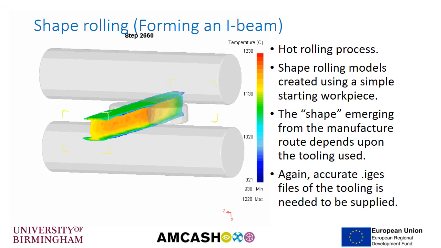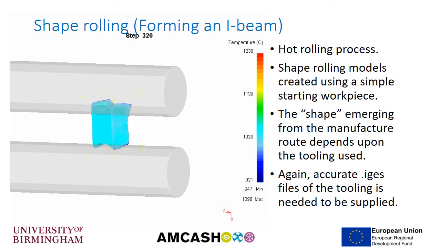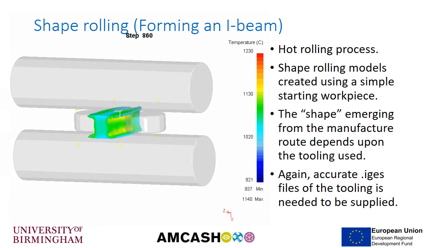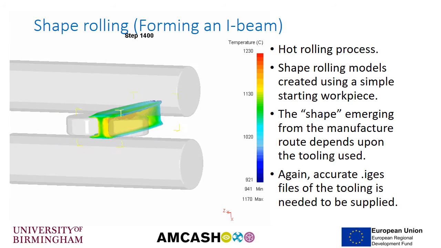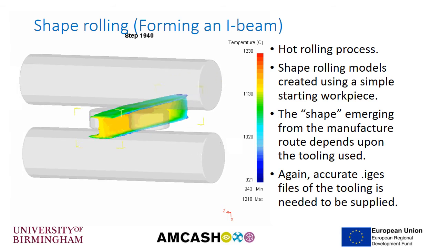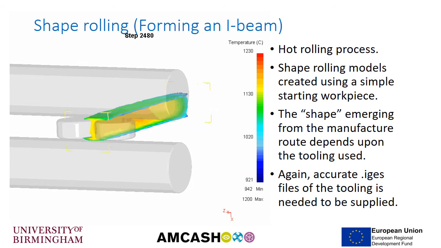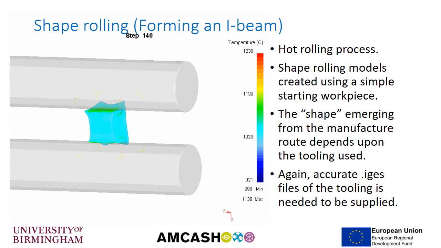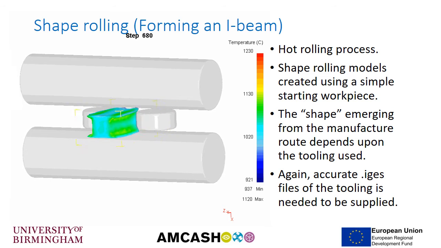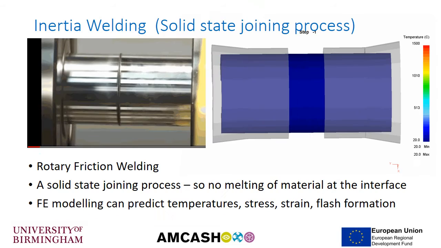Again, we need accurate representation of our initial billet and our tooling, our rollers in this case, to make our model as accurate as possible. And again, we can see a temperature distribution over that workpiece, so we can see any hot spots or cool spots that are forming as a result of the process.